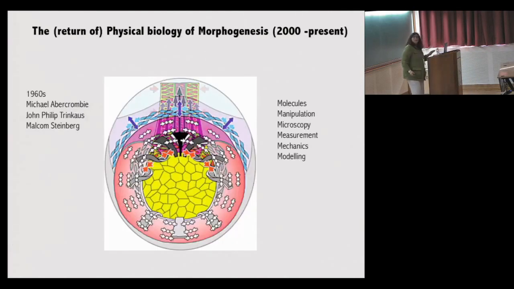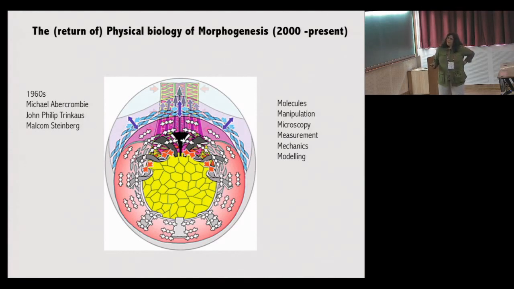And this was sort of followed by what I would like to call the return of physical biology of morphogenesis, because we started with a physical explanation for morphogenesis. And largely due to some of these people listed here, who primarily sought to understand how cells sort themselves out in embryos to build layers and that sort of thing.